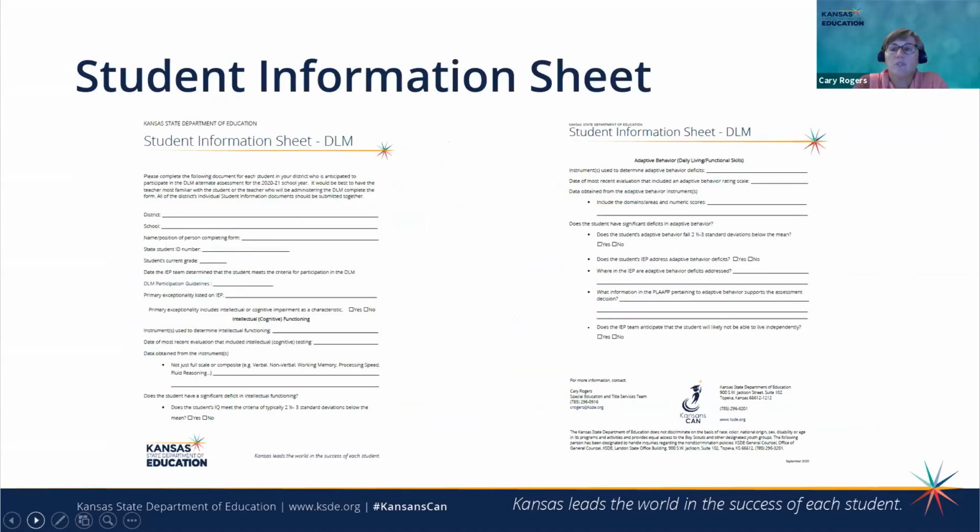One of the requirements for districts that are identified for targeted or intensive technical assistance is that all students enrolled in the DLM alternate assessment must have a student information sheet completed and submitted to KSDE by November 20th. Your 1% lead will be giving you more information on this information sheet and the process that we would like districts to take.